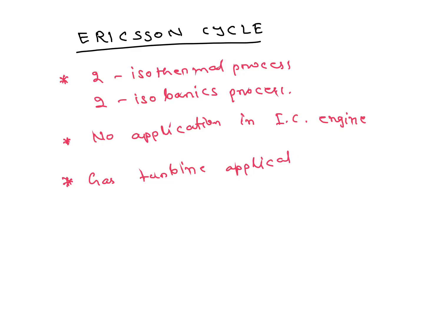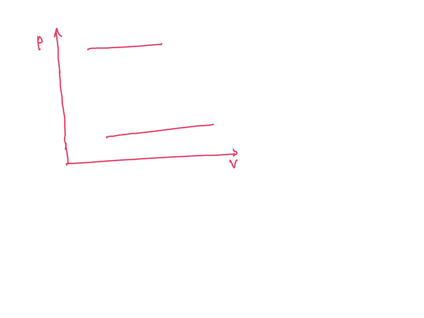PV diagram I will draw for Ericsson cycle. Pressure versus volume. 2 constant pressure, then 2 isothermal processes. 1 to 2 is isothermal process, 2 to 3 constant pressure process, 3 to 4 isothermal process, and 4 to 1 constant pressure process.